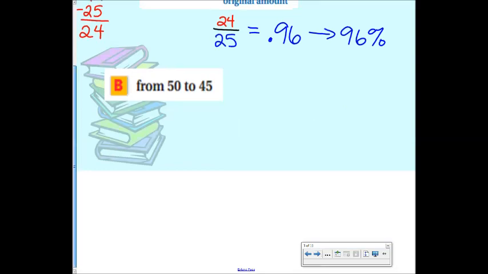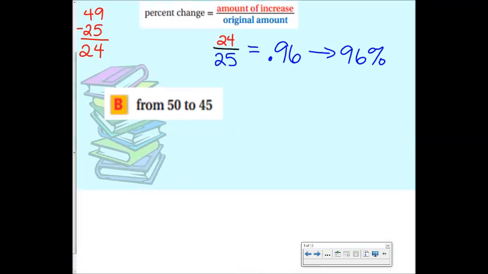Okay. B, from 50 to 45. Is this an increase or a decrease? It's a decrease because it went down. That would make you think it's going to be what type of number? Negative. We're not going to work in negatives. We don't have negative percents, so just ignore the negatives. We still do this the same way.